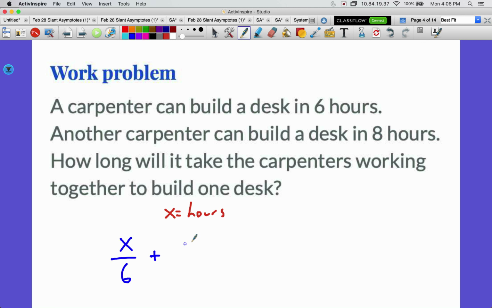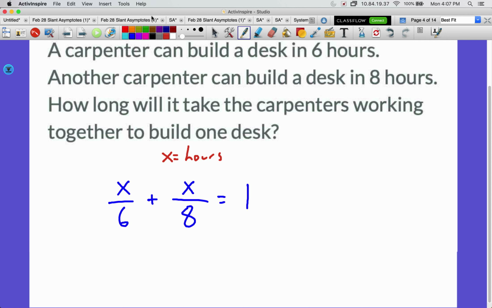Second part of this, we want to add it to an expression for the second carpenter. Build this part just the exact same way, but with an 8 on the bottom for the amount of a desk carpenter B can build, and together they're going to build one desk. Now that our equation is set up, we're going to solve it by getting a common denominator. Whatever we do to the bottom, we do to the top. We get 8x over 48 plus 6x over 48 equals 1.